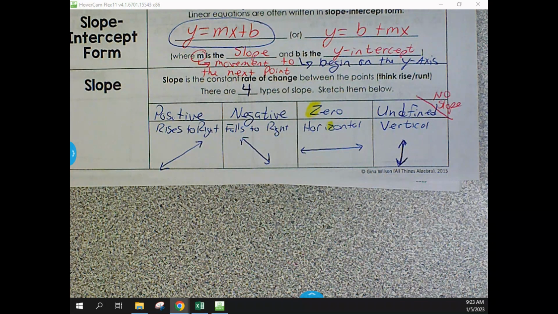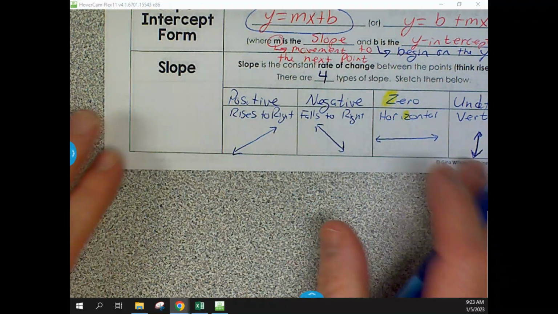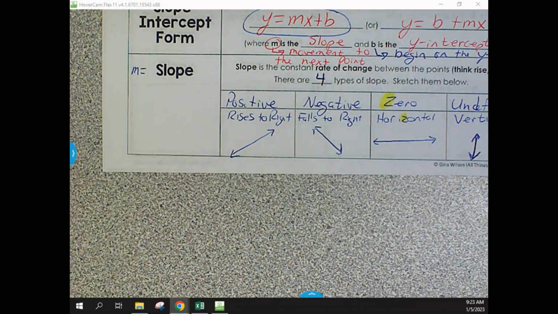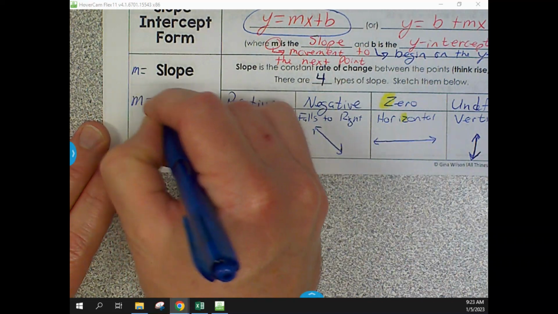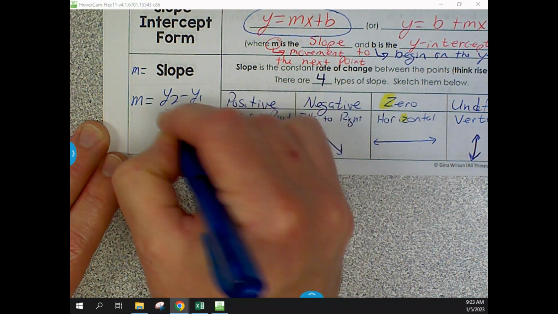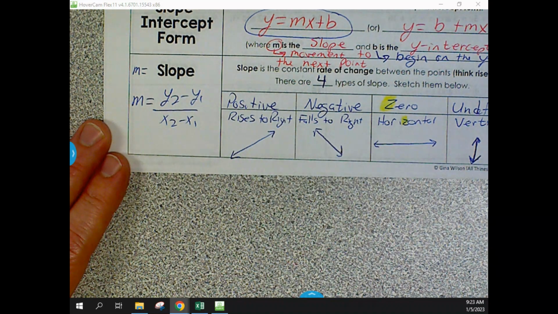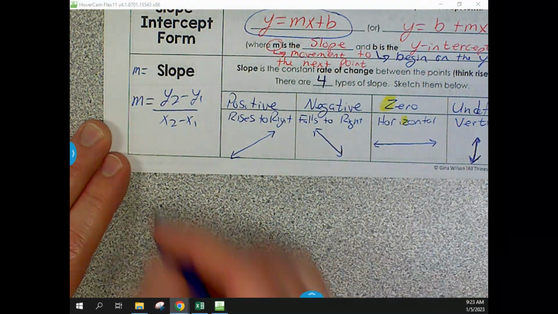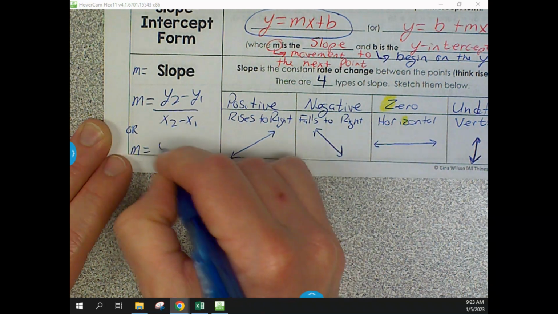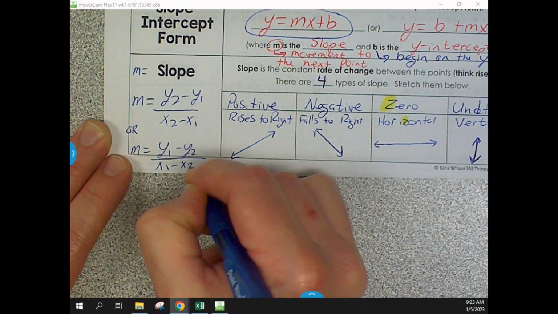Okay, all right, so we do need the equation. So there's kind of the basics of it. When we're talking about equations, we're going to put it in the box that's over here. Since slope is m, then for the equation for m, you can do this one of two ways. You can either do it as y2 minus y1 over x2 minus x1, or you can do y1 minus y2 over x1 minus x2.